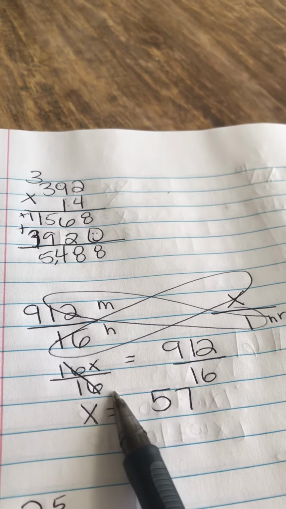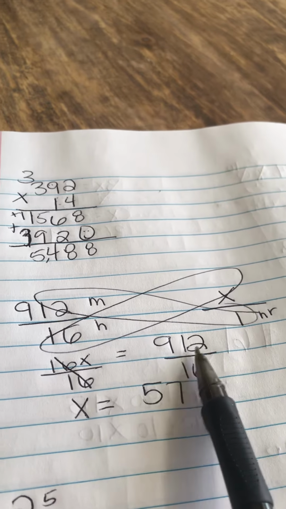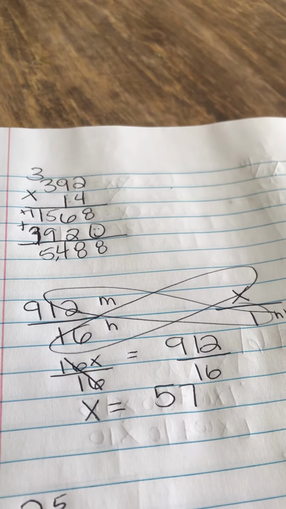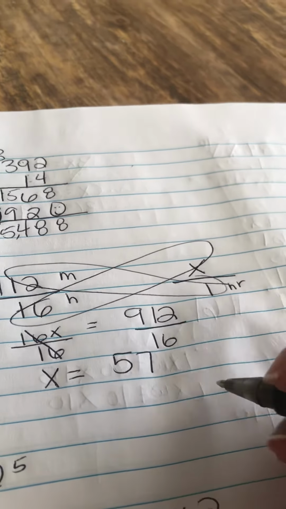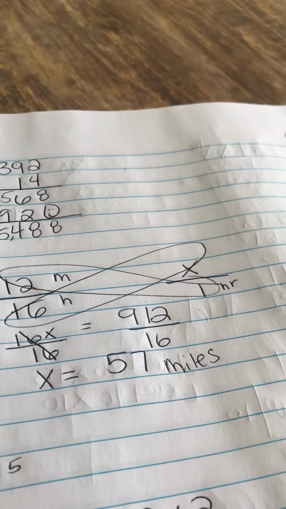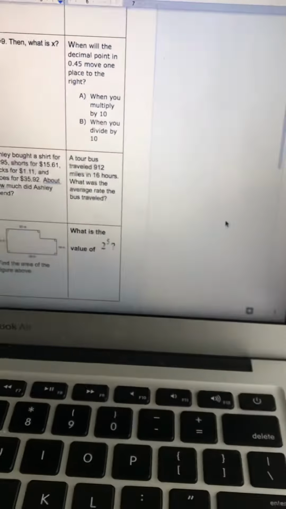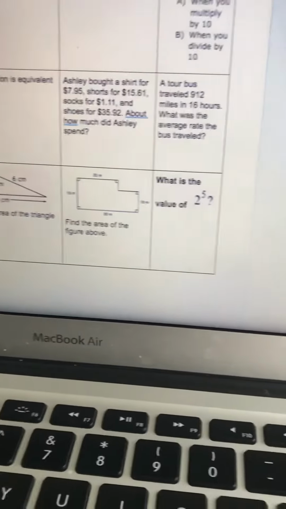So we'll divide by 16. These cancel, bring our x down. 912 divided by 16 is 57. So that means that the tour bus travels 57 miles in 1 hour. Okay? Last one on Thursday's column, and then we are done for this week.